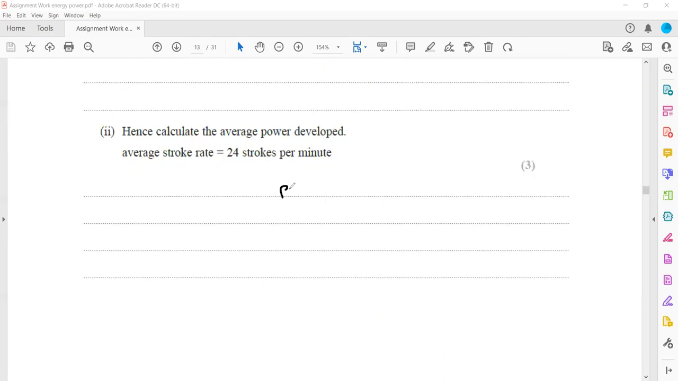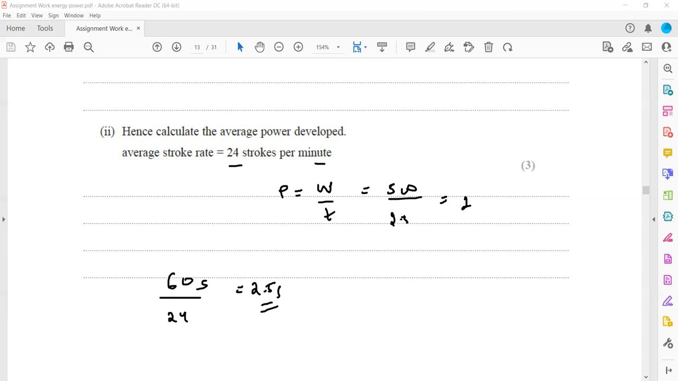So power is energy divided by time or work divided by time. So work, for example, 500. But what about the time? 24 strokes per minute. But we need how much time it will take for one stroke. So 1 minute means 60 seconds. So 60 seconds divided by 24. So we'll know that each stroke is about 2.5 seconds. The time is 2.5. So we divide by 2.5. We'll get around 200 joules per second or 200 watts.